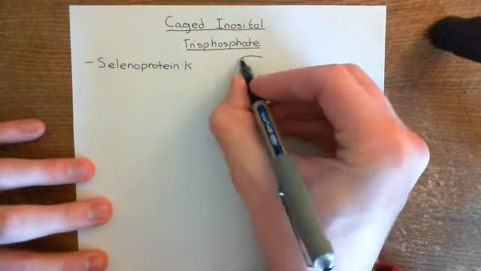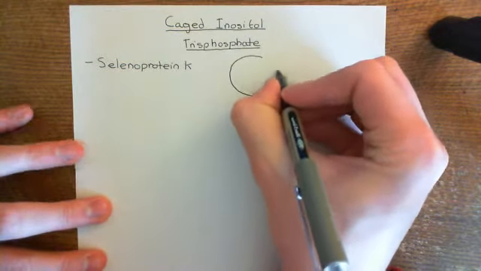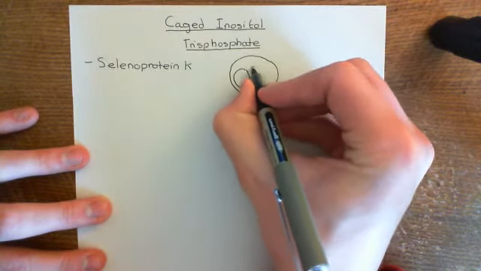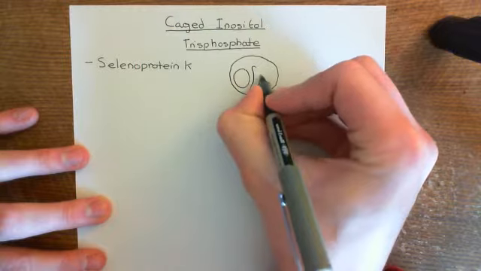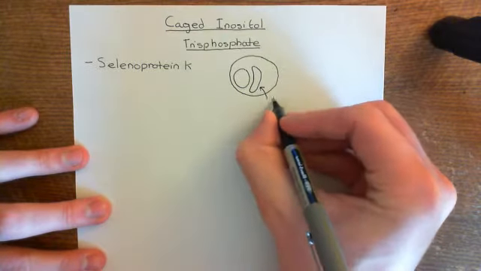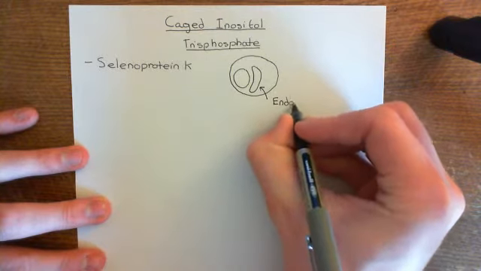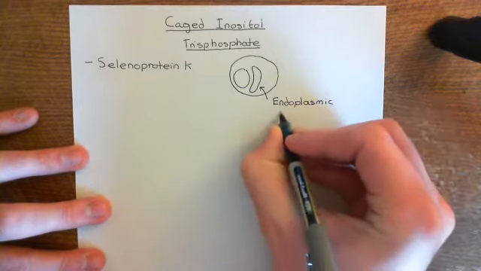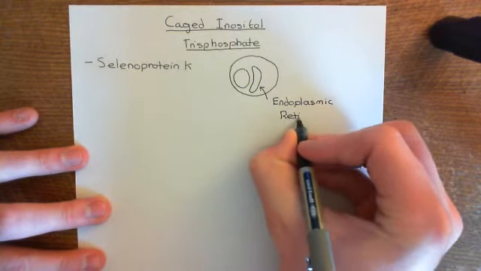So let me just draw a picture of a cell here. Here's our cell, here's the nucleus, and a very important intracellular organelle that is membrane bound is the endoplasmic reticulum. So this is the endoplasmic reticulum, which is often just abbreviated to ER for short. E for endoplasmic, R for reticulum.